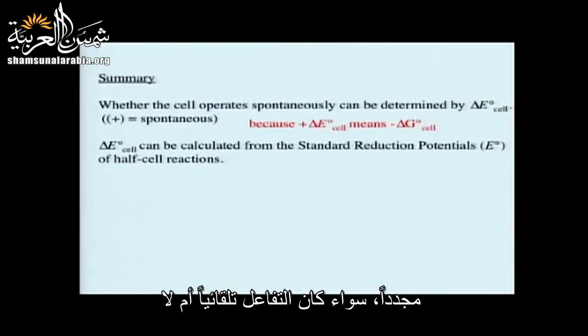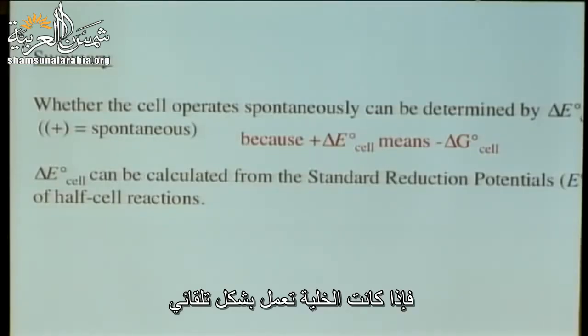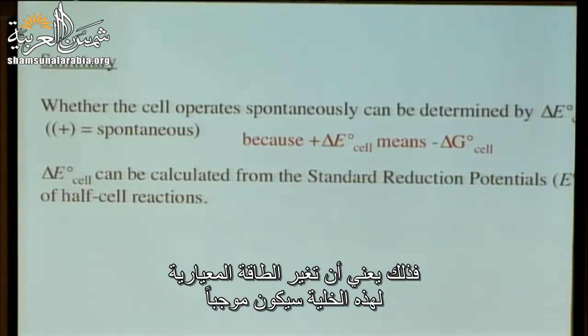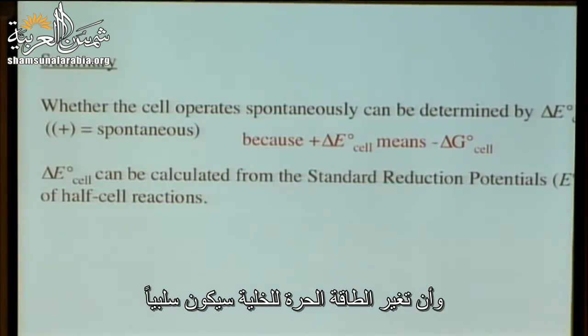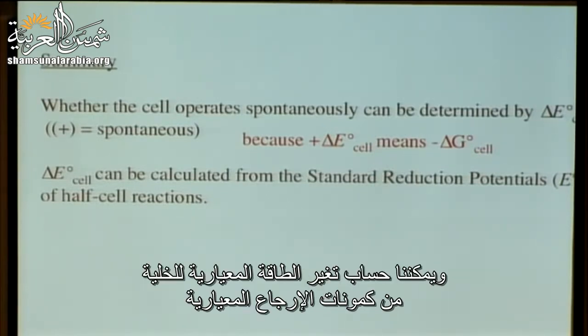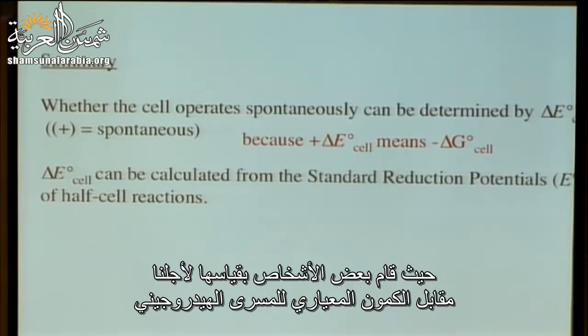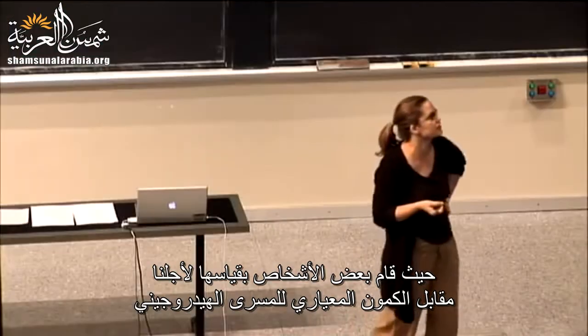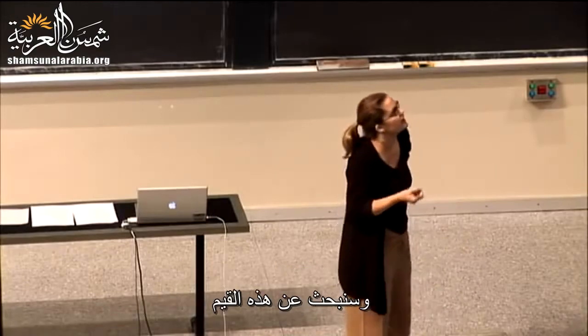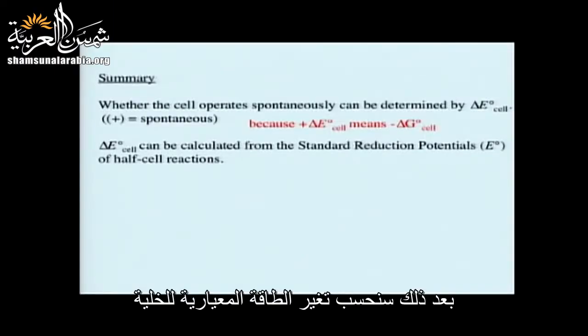Again, whether something's spontaneous or not comes back to our friend delta G. If a cell is operating spontaneously, that means you're going to have a delta E naught of the cell that's positive, which means that the delta G of the cell will be negative. And we can calculate these delta E naughts of the cell from the standard reduction potentials, which some nice person measured for us against the standard hydrogen electrode. We can look up those values, and then we can calculate delta E and delta E naught of the cell. And we'll know something about whether it will be a spontaneous reaction or not.